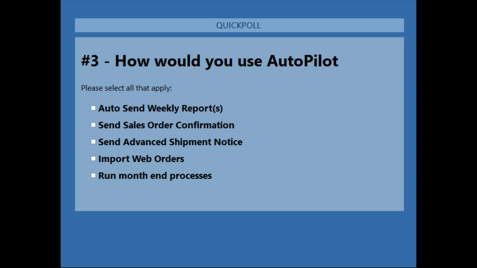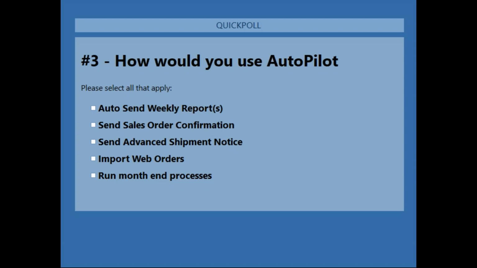Or would you use it for sending sales order confirmations or advanced shipment notices, or maybe importing web orders? Some people might want to import web orders or run some month-end process. There's all sorts of things. I think on this one, you can check multiple of those if you have more than one AutoPilot that you might use. Everybody gets a chance to vote here. Just grab your mouse and go up there and click one of those. We've got 15 of you on the call today, so it's great. Appreciate you taking a little time with me and learning about AutoPilot.